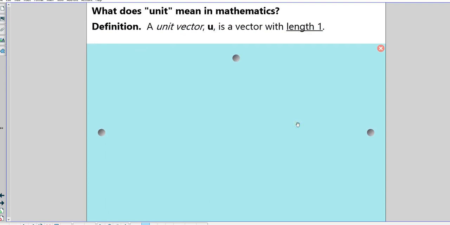So can you write this definition, please? A unit vector is a vector with length, what? 1. Unit in math means 1. Really, it means the multiplicative identity. But for the real numbers, that would be 1.